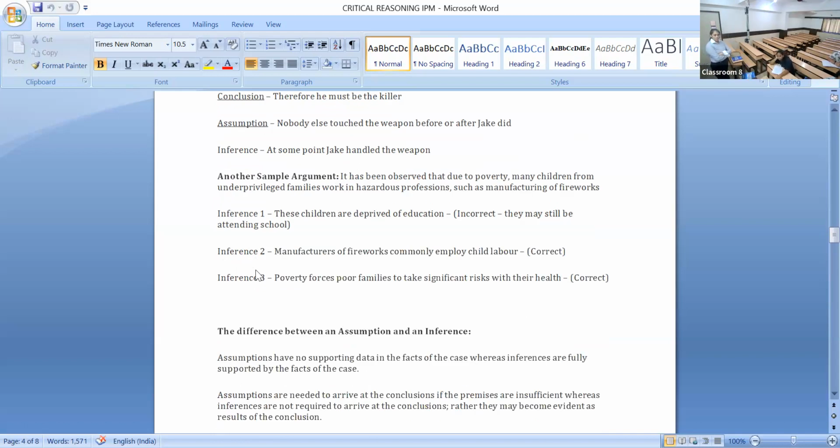Aditya, quickly read this argument. It has been observed that due to poverty, many children in underprivileged families work in hazardous professions such as manufacturing of fireworks. Okay. So read the inference one. These children are deprived of education. Okay, second. Manufacturers of fireworks commonly employ child labor. Okay, and third one. Poverty forces poor families to take significant risks with their health.